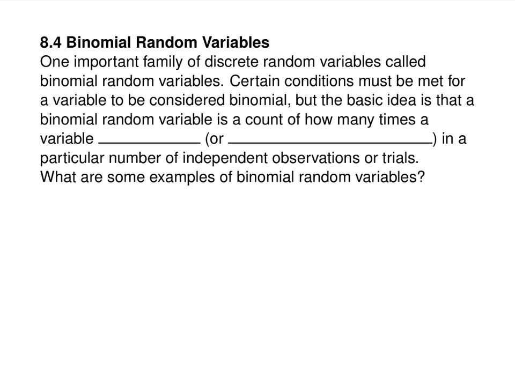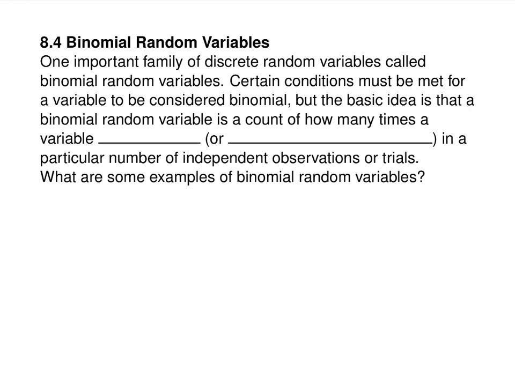Okay, so that stuff's not so bad, right? The next stuff is a little bit harder. I don't want it to freak you out, it just actually is a bit trickier. There is a specific kind of discrete random variable, it's a bit special and it comes up a lot. It's called a binomial random variable. And certain conditions must be met for a variable to be considered binomial.